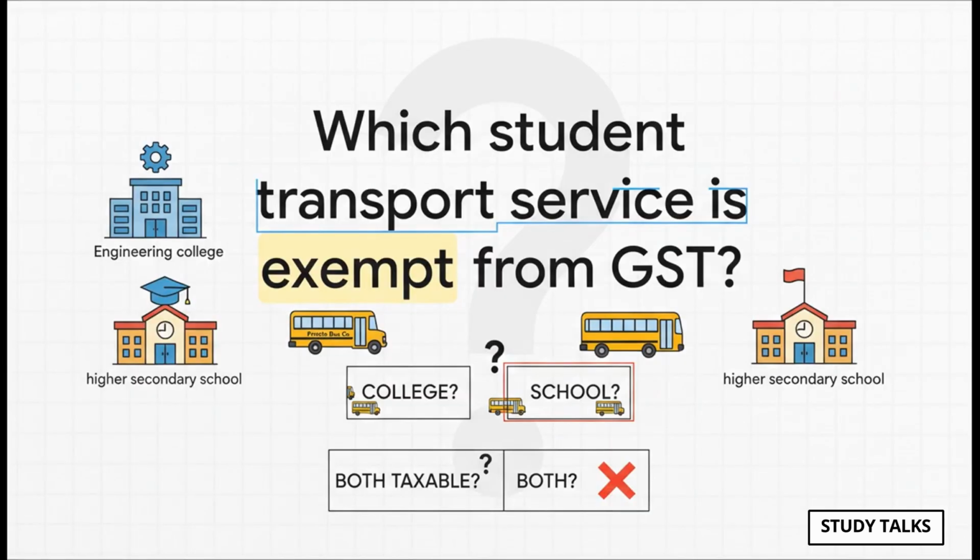Okay, picture this. You've got an engineering college on one hand and a higher secondary school on the other. They both hire a private bus company to transport their students. The question is, where does the GST exemption apply? Is it for the college, the school, maybe both? Or plot twist, neither of them? Go on, lock in your answer.